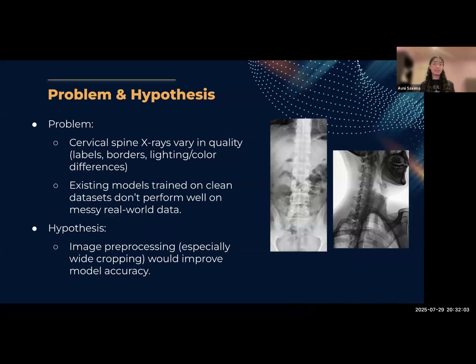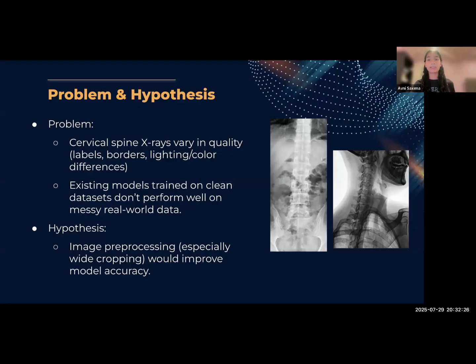So we started using these CNNs, and the immediate problem that we ran into is that cervical spine x-rays vary in quality. Some of them have labels or markings, some of them are bright or dark in different areas, or sometimes the spine is off center, or parts of the skull, like you can see in the image on the right here, are still showing. And that kind of noise makes it really hard for the model to focus on just the spine.